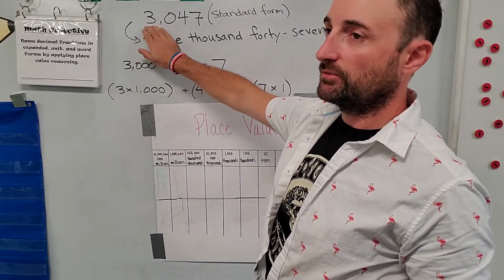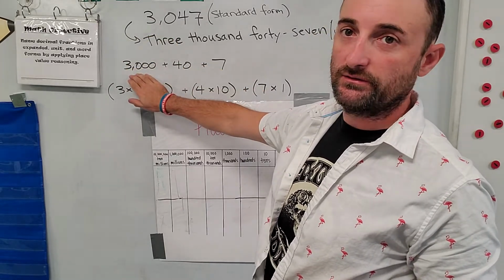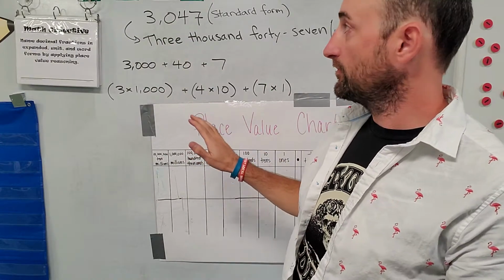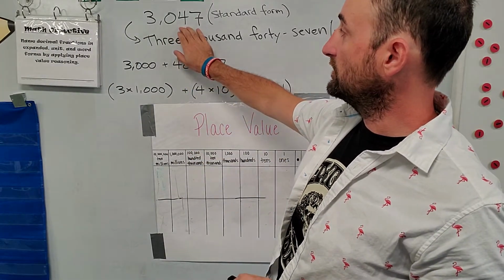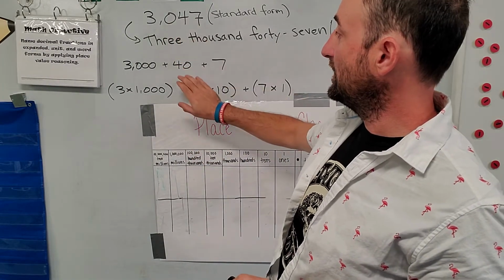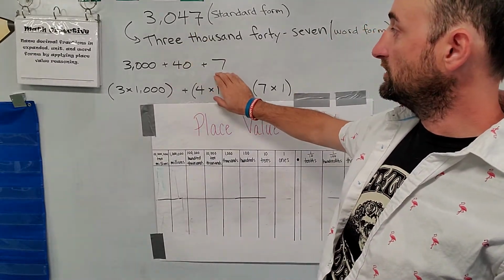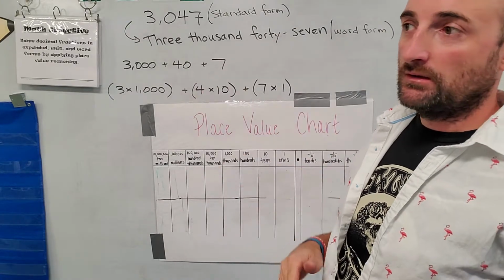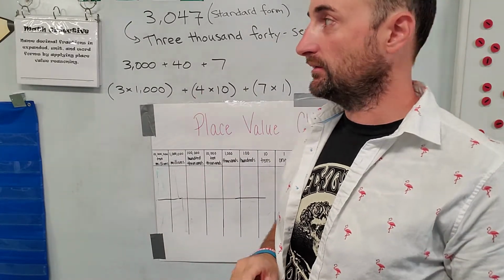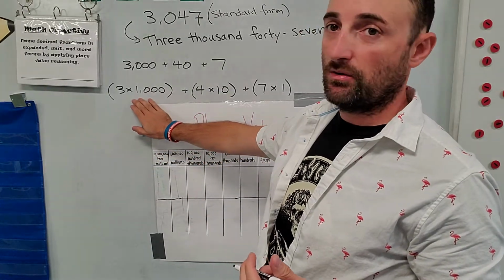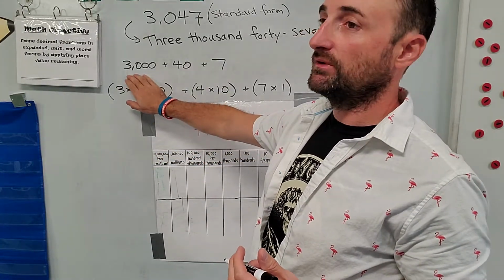So we know that this is 3000, so we'll write it as 3000. We know that we have nothing in the hundreds place, so we don't write anything. The next non-zero digit we have is a 4, and that's 4 tens, so that's worth 40. And 7 ones would be written as 7. Now, expanded form can be written in that way, but it can also be written as a number multiplied by the power of 10.